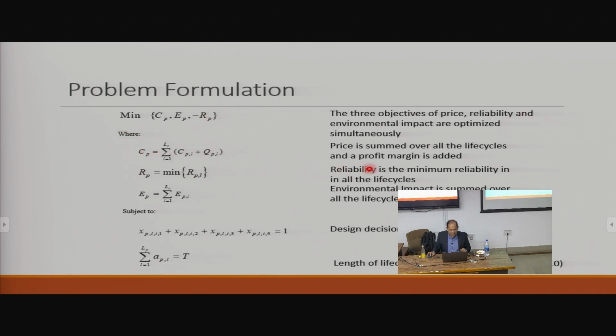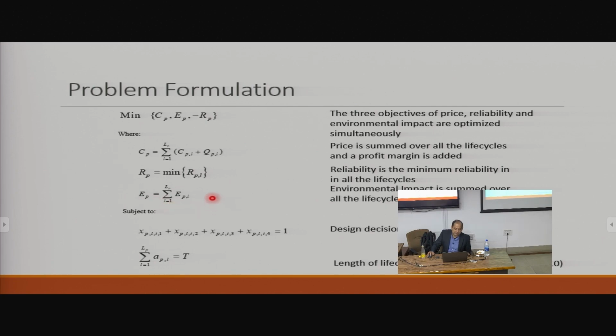And then we have price, which is summed over all life cycles and the profit margin is added. Reliability is minimum reliability in all life cycles, right? So we assume that that's what the customer cares about, that in the life cycle, my reliability should not go below a certain level. And then environmental impact is summed over all the life cycles, right?